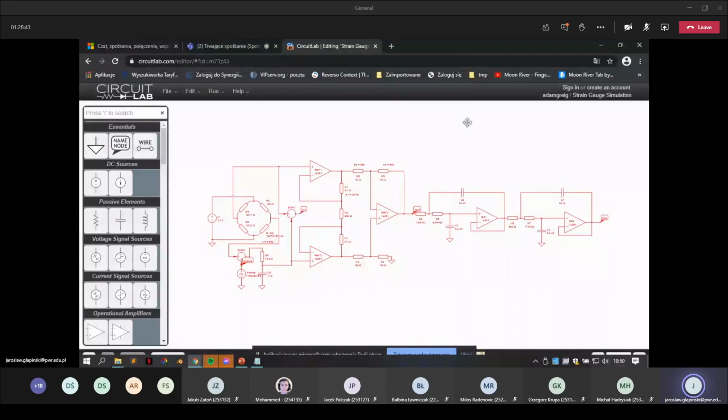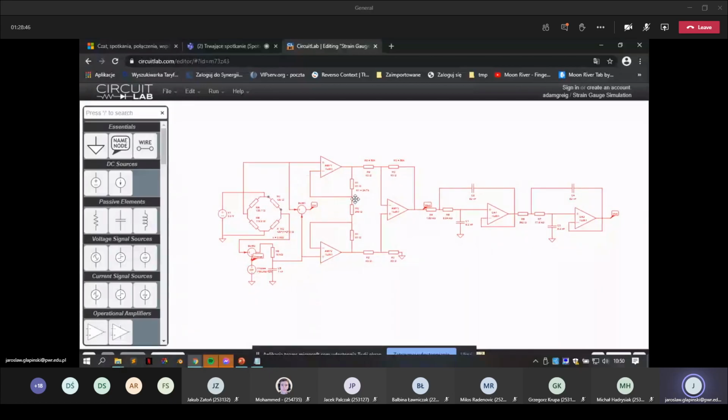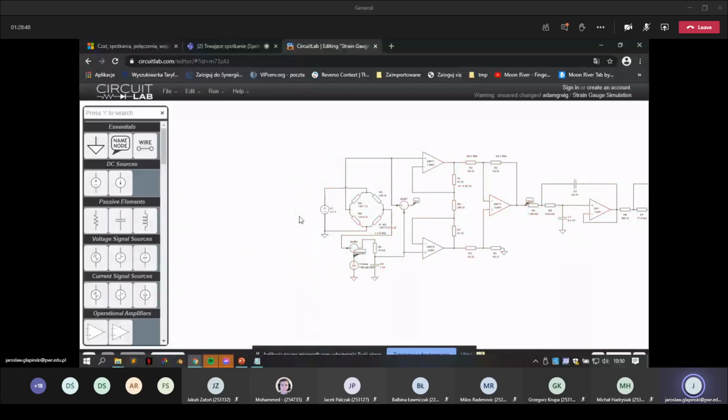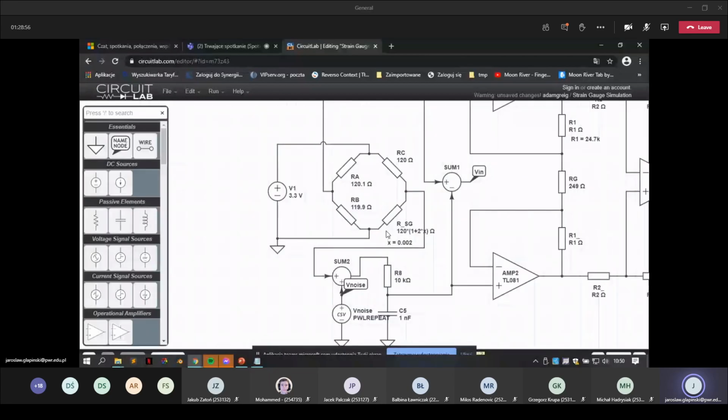So we've got a simulation of the Wheatstone bridge. Okay, this is the Wheatstone bridge. We've got more or less the same resistors here. This one is connected with the temperature changes, but this is just simulated as the X signal. So we've got the bridge. This is supplied by 3.3 volts, and you will see what happened here.